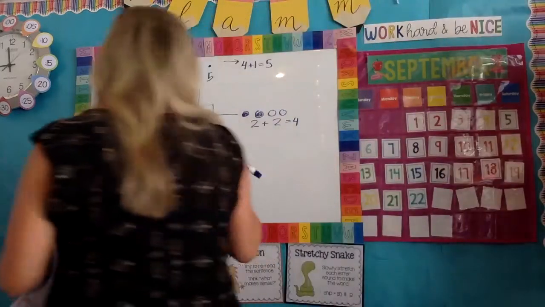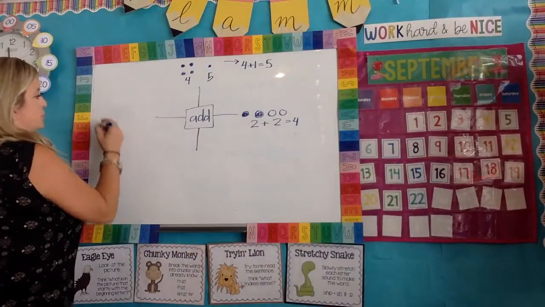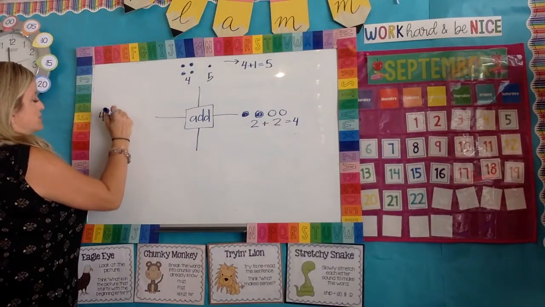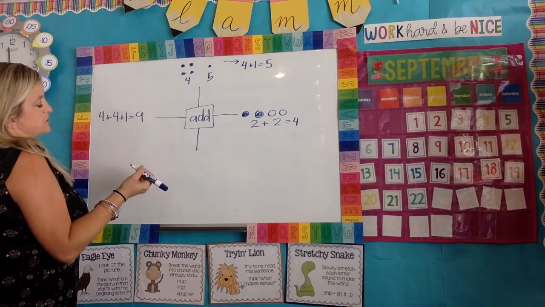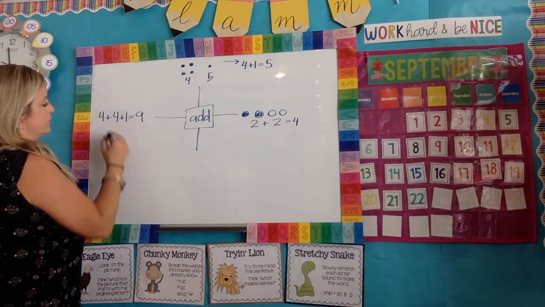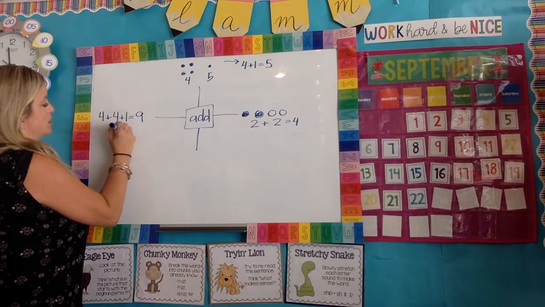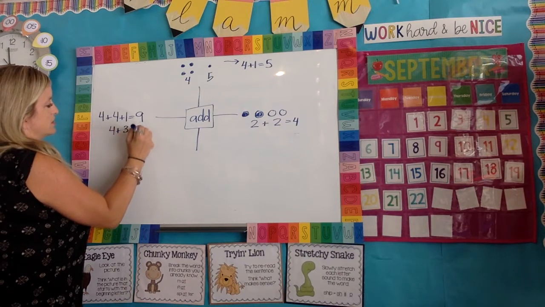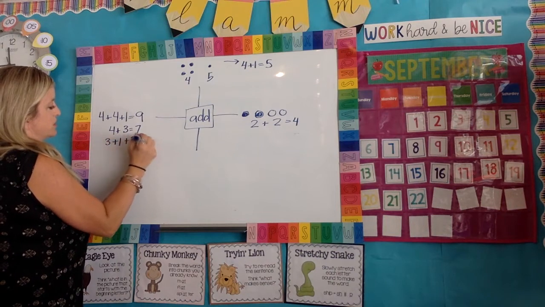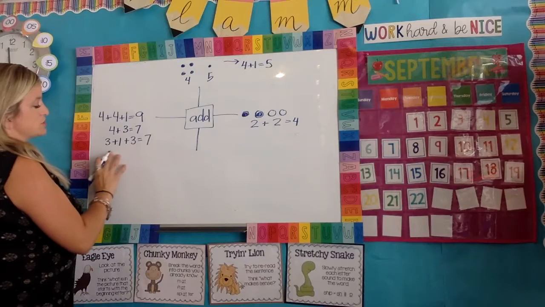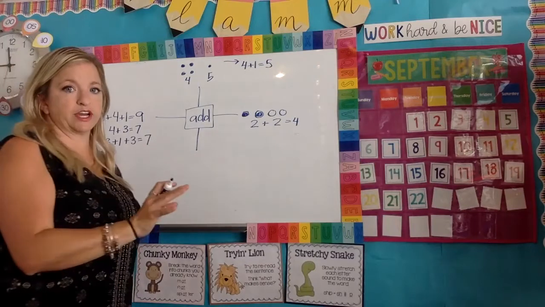Okay, we also did, on the last page, 4 plus 4 plus 1 equals 9 on the very first page. We also did 4 plus 3 equals 7, or 3 plus 1 plus 3 equals 7. I just switched them around. You still get the same total, right?